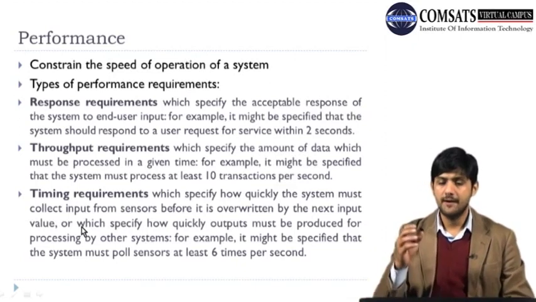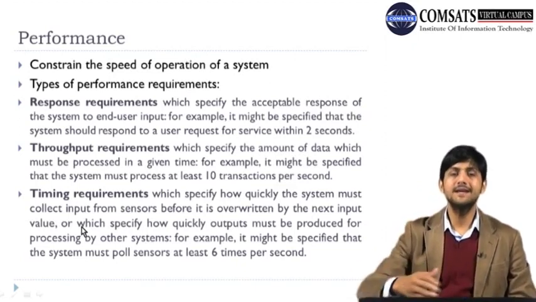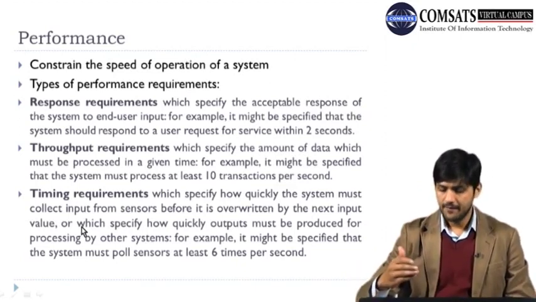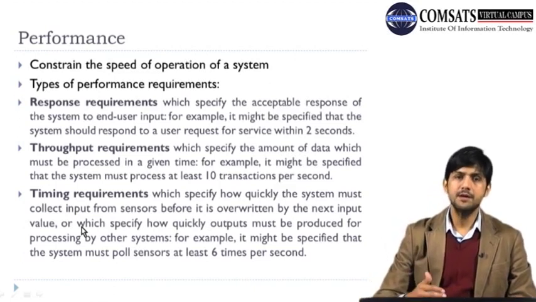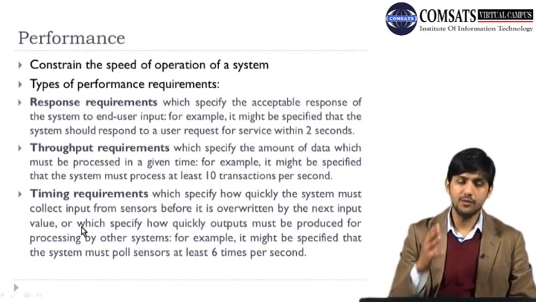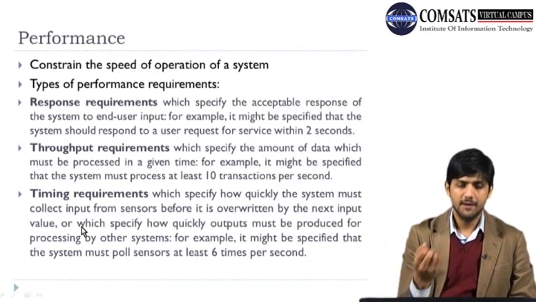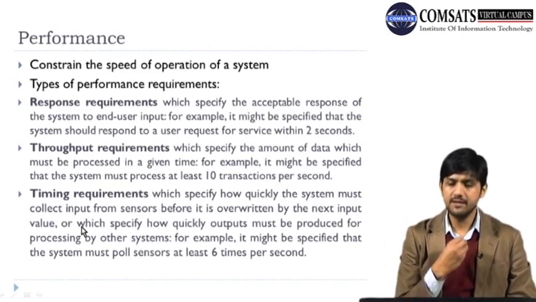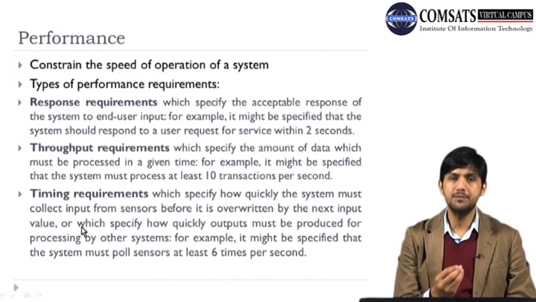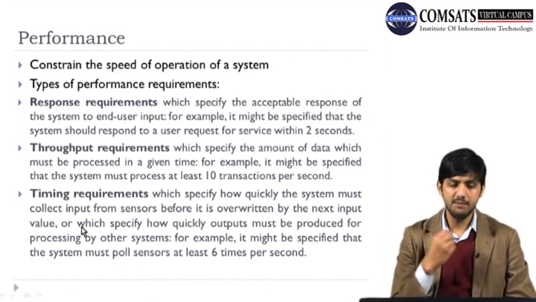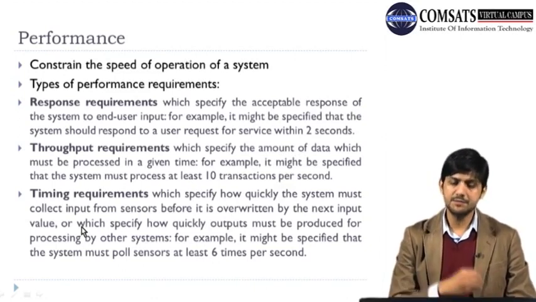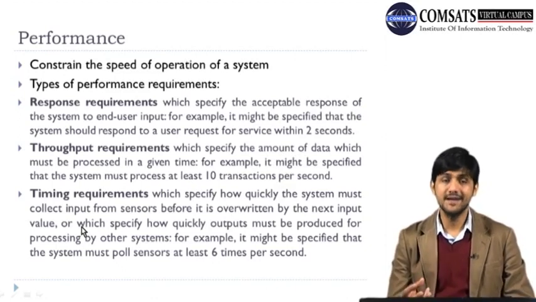and we have talked about it, and the importance of this actually increases for a critical system. So for a critical system, it should ensure that it always meets that particular response time. And the throughput requirements specify the amount of data which must be processed in a given time. For example, it might be specified that the system must process at least 10 transactions per second.